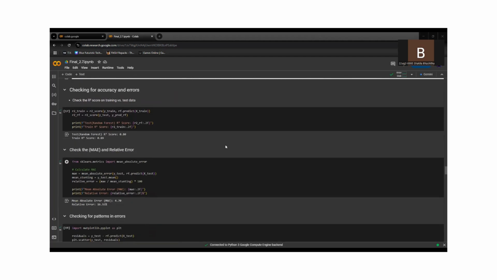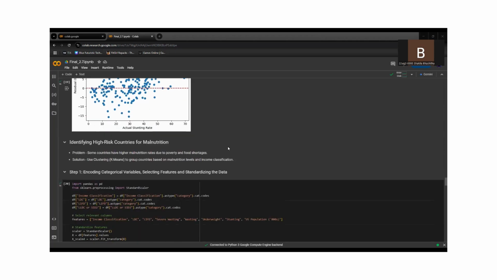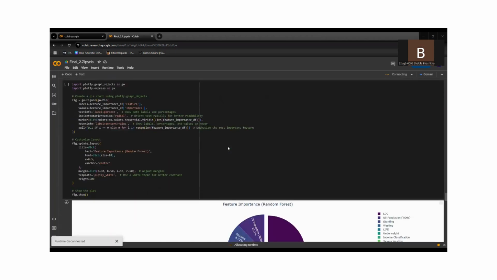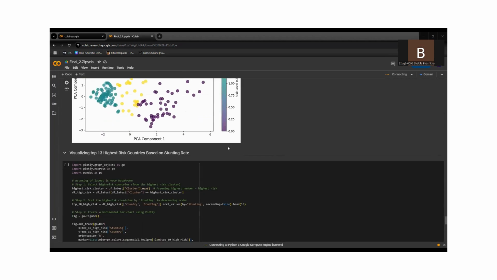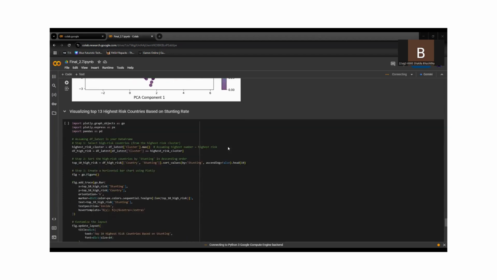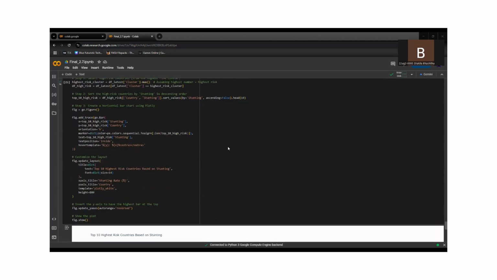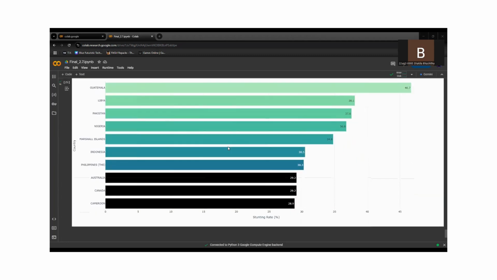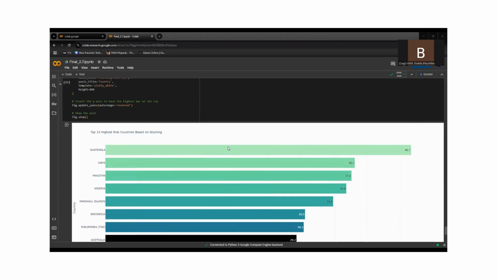For the second model, we use k-means clustering to group countries based on malnutrition risk level. The model clustered countries into low, medium, and high risk categories. It helped organizations prioritize intervention. Finally, we visualize our results using graphs for trends and predictions, and a scatter plot for clustering. This helps decision makers quickly understand the insights from our models. This project demonstrates how machine learning can be used to solve real-world problems, improving public health strategies.